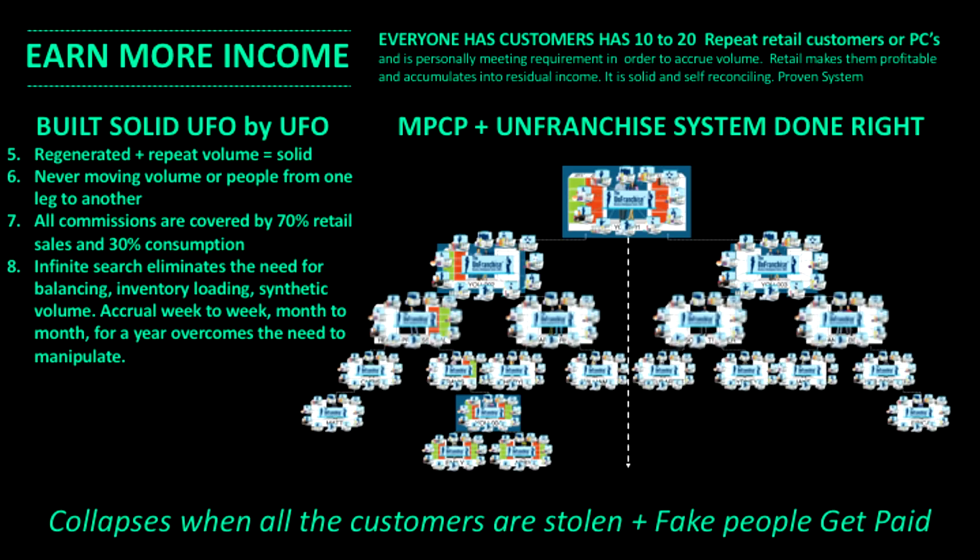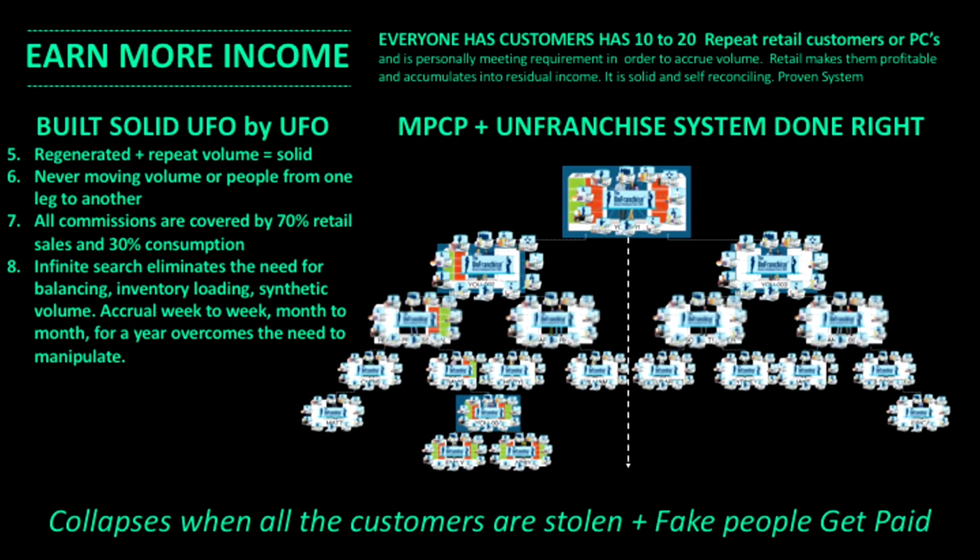You know, we protect the customer, but if you don't register them, or if you want to move them around, you might become vulnerable to losing that customer to somebody. So the whole system builds regenerated and repeat volume, and that equals solid, block by block, UFO by UFO. And all the commissions are covered by 70% retail and 30% consumption, so there's no inventory loading, total compliance with regulatory law, but more important, it creates a compounding effect of residual income, which is what the plan is all about and why you're doing it.